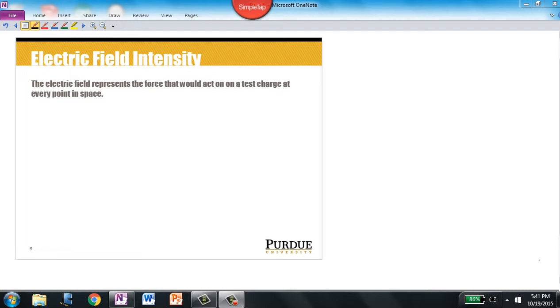So how do we describe the situation in space if there's only one particle? What if I've just got a little lonely proton sitting out there all by his lonesome? What do I do? Well, instead of using the concept of force, I'm going to use the concept of electric field intensity. The electric field is a description of how a single charge or a collection of charges, it doesn't have to be just one, is going to influence the space they occupy. And what you may think of is, well, what would happen if I put a charge in here?